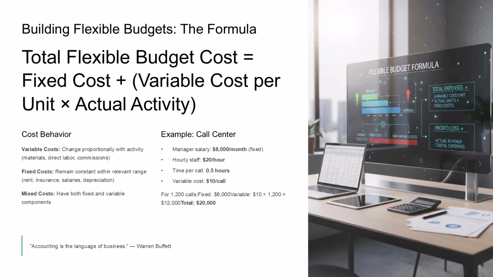Maybe calls took longer than expected, maybe overtime was required, maybe staffing levels were inefficient. But at least now we're asking the right questions. That's the power of the formula. It's simple algebra that creates profound clarity. Warren Buffett once said, "Accounting is the language of business." He's right, but more precisely, flexible budgets are the dialect of performance management. They let you speak with precision about what happened and why. Master this formula and you master the foundation of cost analysis. Now let's take this foundation and see how it helps us understand revenue and spending variances separately.